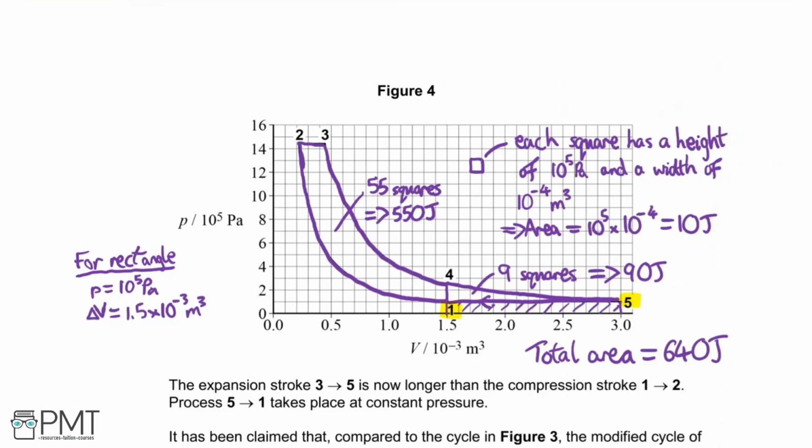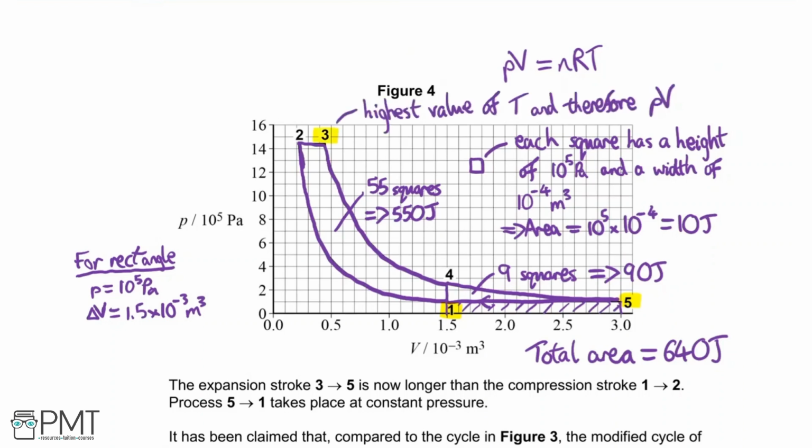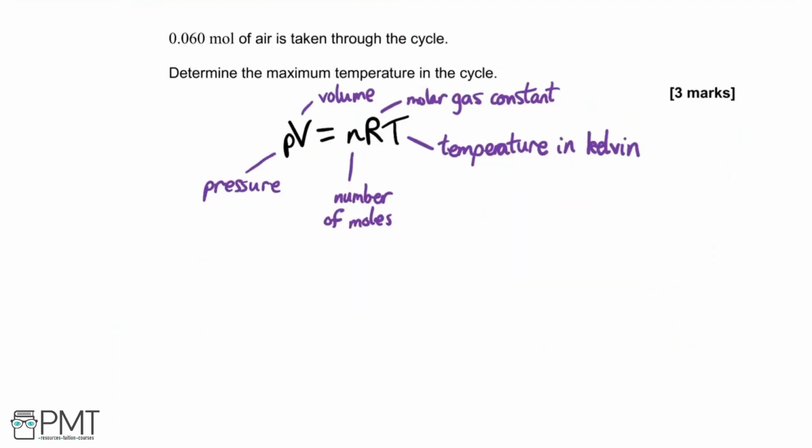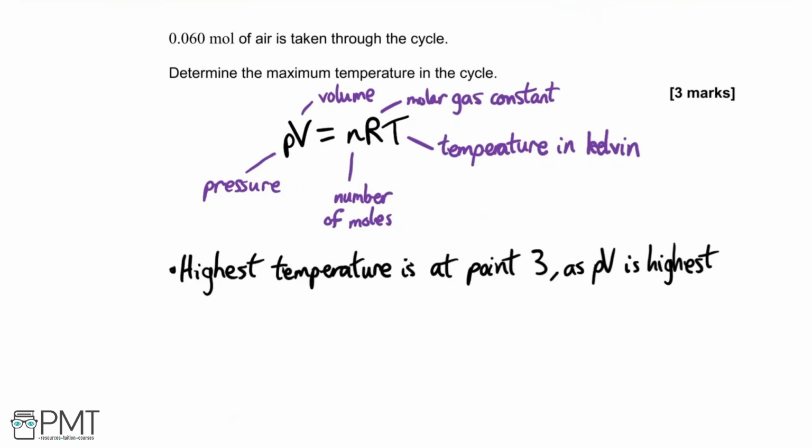Now, if the temperature is at its maximum value, then the product of P and V must also be at its maximum value because we're saying that PV equals nRT. Since it's a fixed number of moles and the molar gas constant is just a constant number, when T is at its highest, PV must also be at its highest. And that point will be 0.3. So let's write that into the answer space along with the corresponding values of P and V. So let's write down those values of P and V.